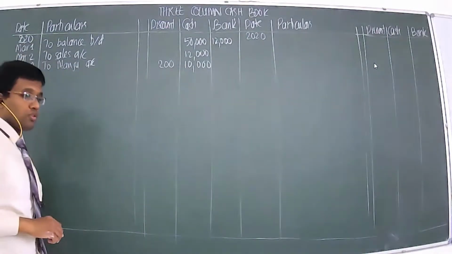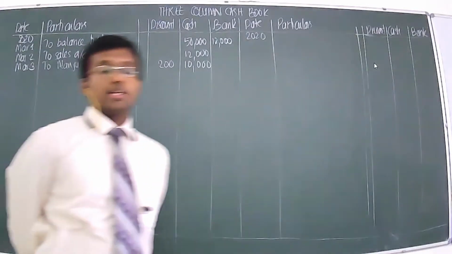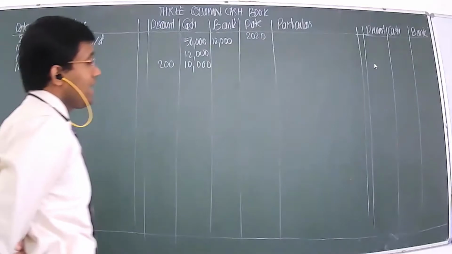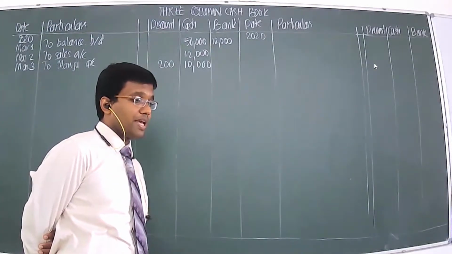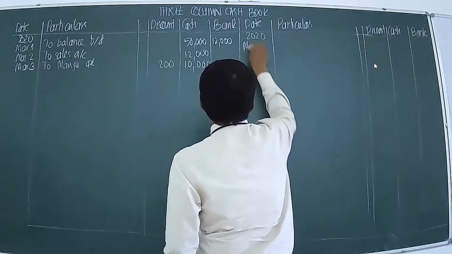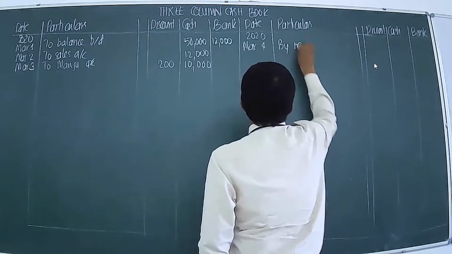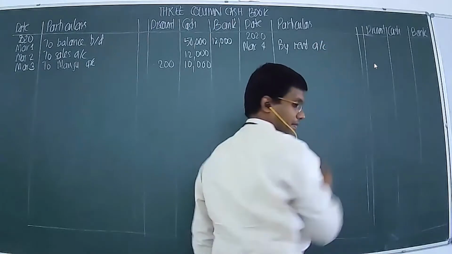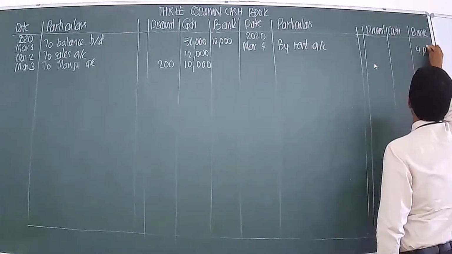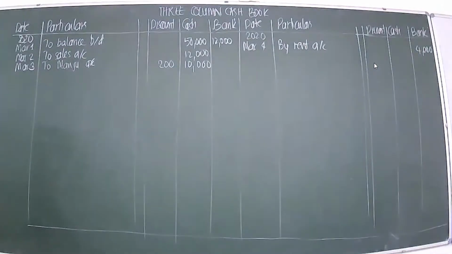Then, the 4th transaction is paid rent by check. So on 4th of March, you're paying some rent, and how exactly are you paying the rent? You're paying the rent by check. So March 4th, by rent account, and the amount is rupees 4,000. So March 4th, by rent, and the amount is rupees 4,000.